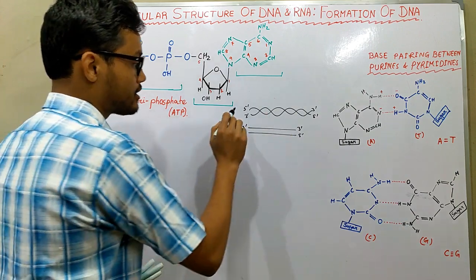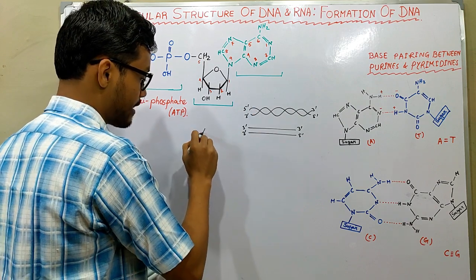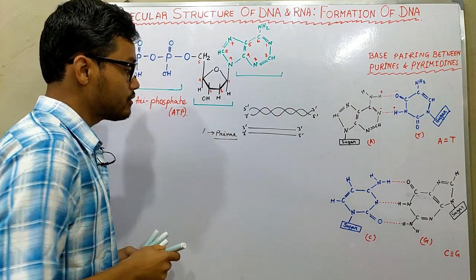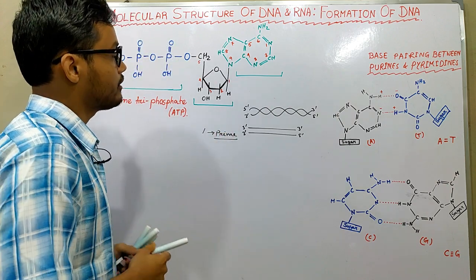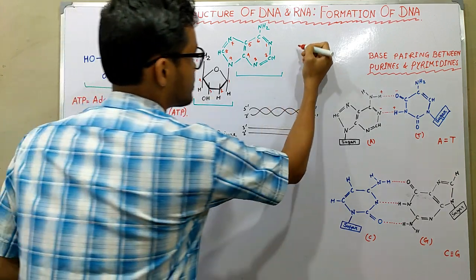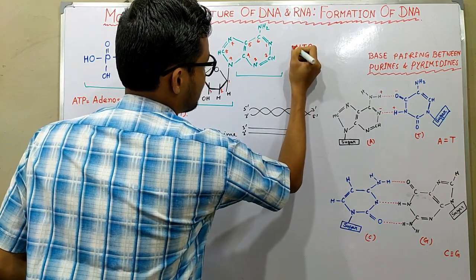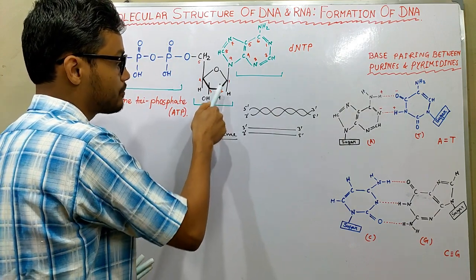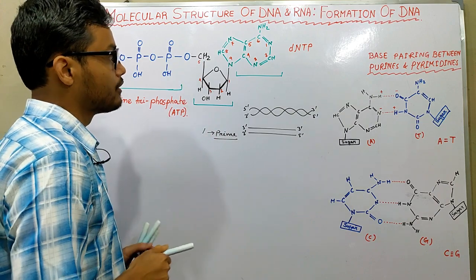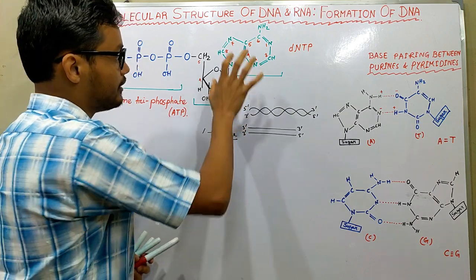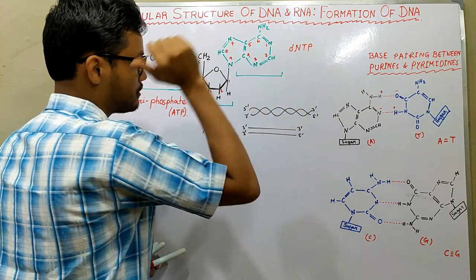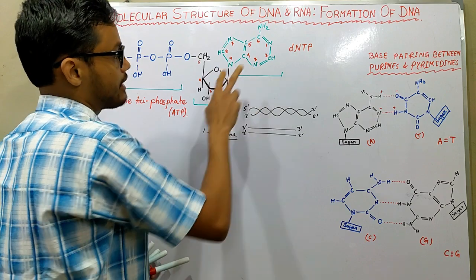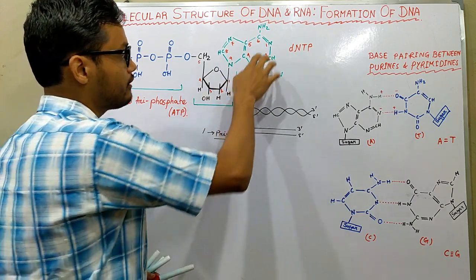So what do those primes stand for? What denotes the prime? If you carefully observe the structure of nucleotide triphosphates, in this case deoxynucleotide triphosphate, the number 2 carbon of the sugar lacks oxygen. Here we have got a nitrogenous base and a pentose sugar, and all of them contain carbon atoms.